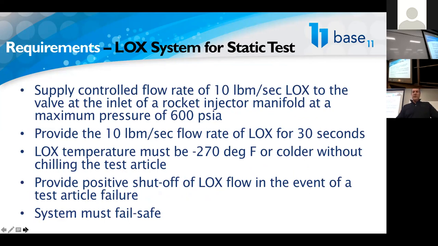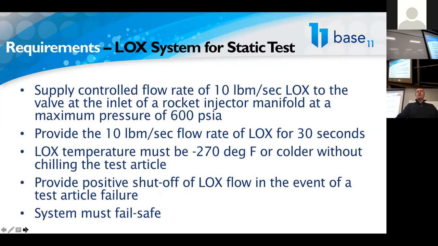So, requirements for this system. We want to supply a controlled flow rate of liquid oxygen to the valve at the inlet of the rocket injector manifold. And we're basically going to say, hey, possibly your combustion chamber pressure may be 500 psi. There's going to be a pressure drop through your injector, through the valve. And so the pressure upstream of your valve, the system has to be able to supply 600 psi to that location, okay? And it needs to be a controlled flow rate. I'm not saying that we're controlling the pressure. I'm saying we're controlling the flow rate. You can't do both, okay?